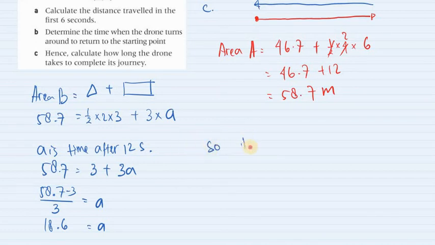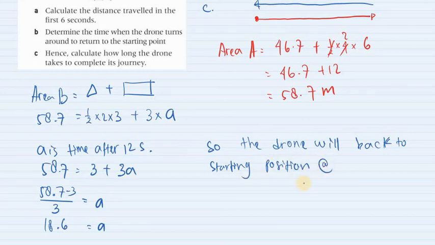So the drone will be back to its starting position at A, which is 18.6, plus 12 since A is time after 12 seconds, which is t equals with 18.6 plus 12, which is 30.6 seconds.